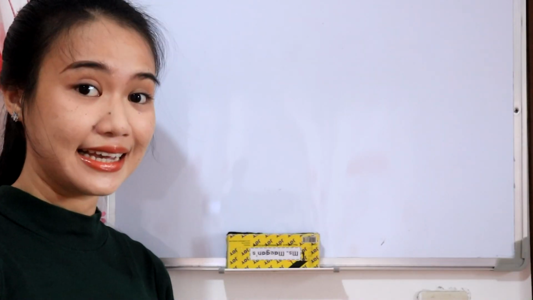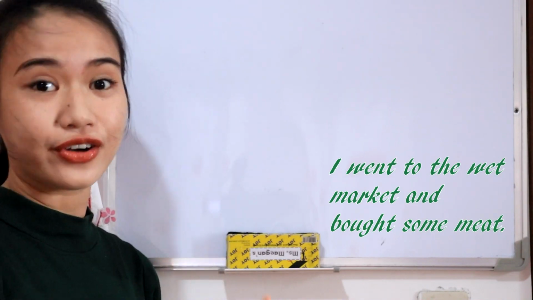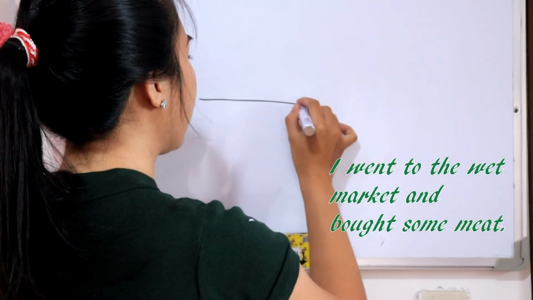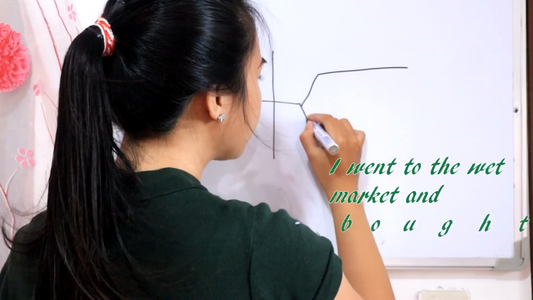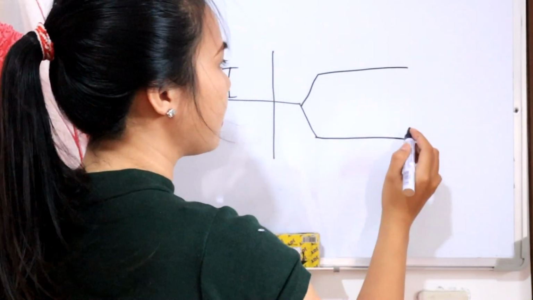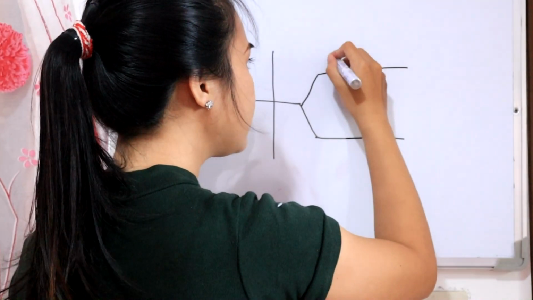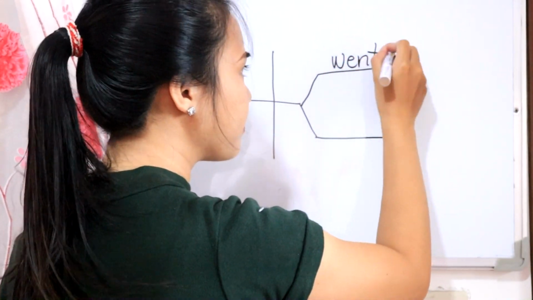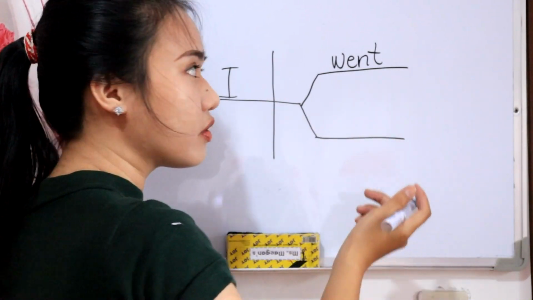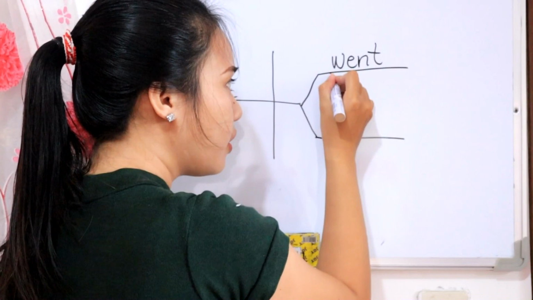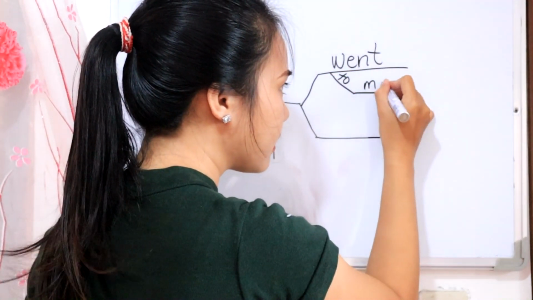Our next sentence is, I went to the wet market and bought some meat. So we have two verbs. We have only one subject, which is I. Gonna do it this way. We have two verbs. So we're gonna have this way. Okay, first is I went to the wet market. So went here is our first verb. The next word to went is to, and to is a preposition, so we're gonna write the preposition below. So write to what? The market.